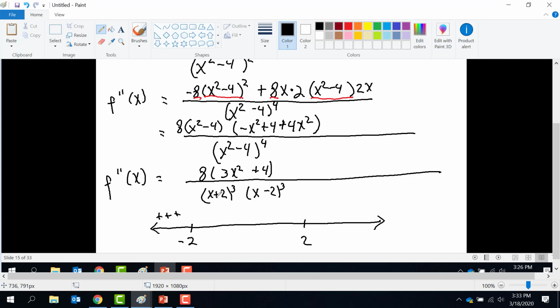Once we get past negative 2, this one switches to being a positive number. Cubed is a positive number, and this is still a negative number, so a positive times a negative is a negative. Once we get past 2, this expression here will become a positive number. This one was already a positive number, and so we have positives. And this is the sign chart for the second derivative. It tells us that our graph is concave up. Over here it's concave down, and then over here it's concave up.